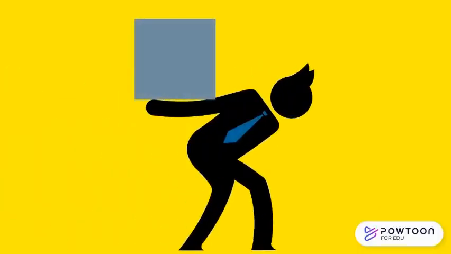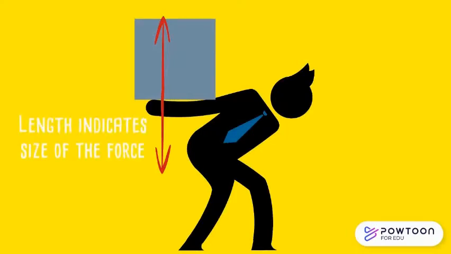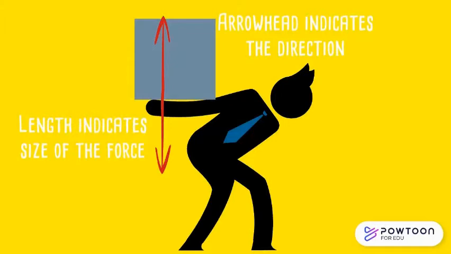So, as you can see here, a man is carrying a box. The two arrows on the box show the forces which are acting on the box. The length of the arrow indicates the size of the force, and the arrowhead indicates the direction of the force.